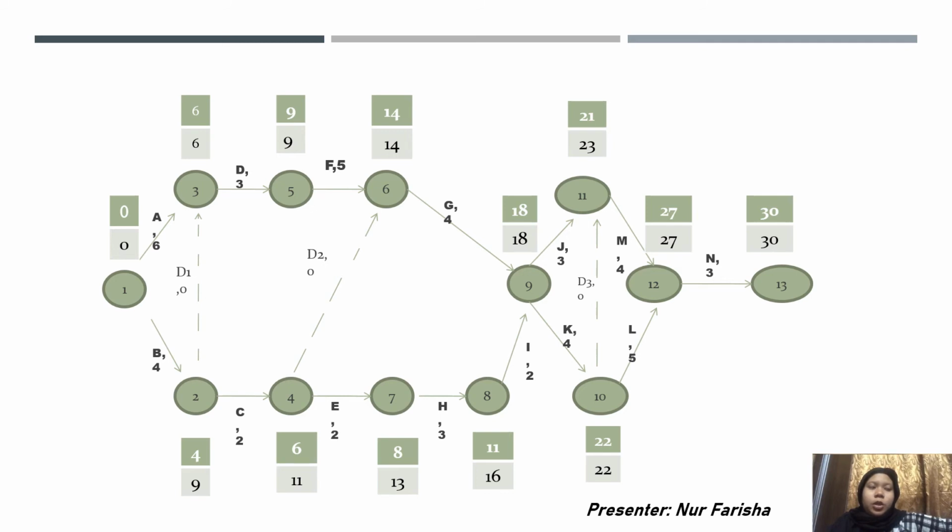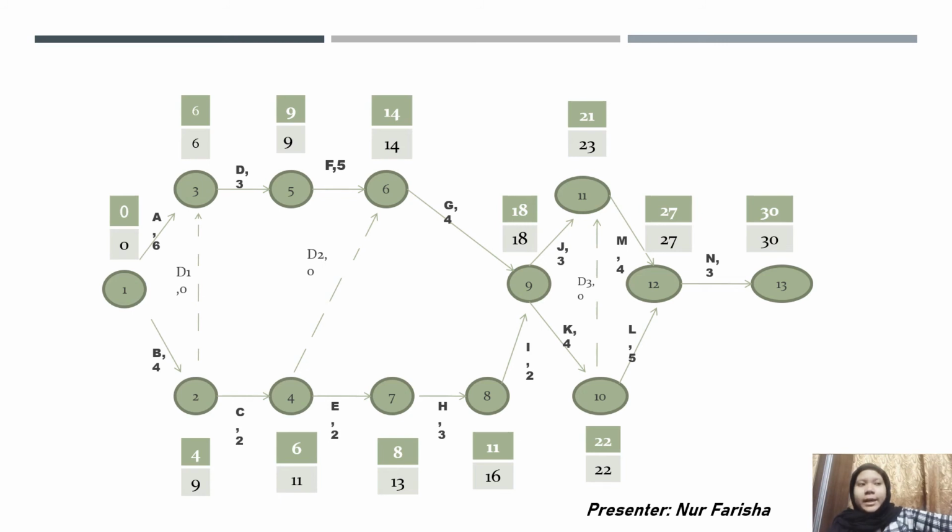For node number 4, 4 plus 2 get 6. Node number 5, 6 plus 3 get 9. Node number 6 has 2 options. First, 9 plus 5 get 14, and 6 plus 0 get 6 for the dummy, and we must choose 14 because it is the higher number. Next, node number 7, 6 plus 2 get 8. Node number 8, 8 plus 3 gets 11.